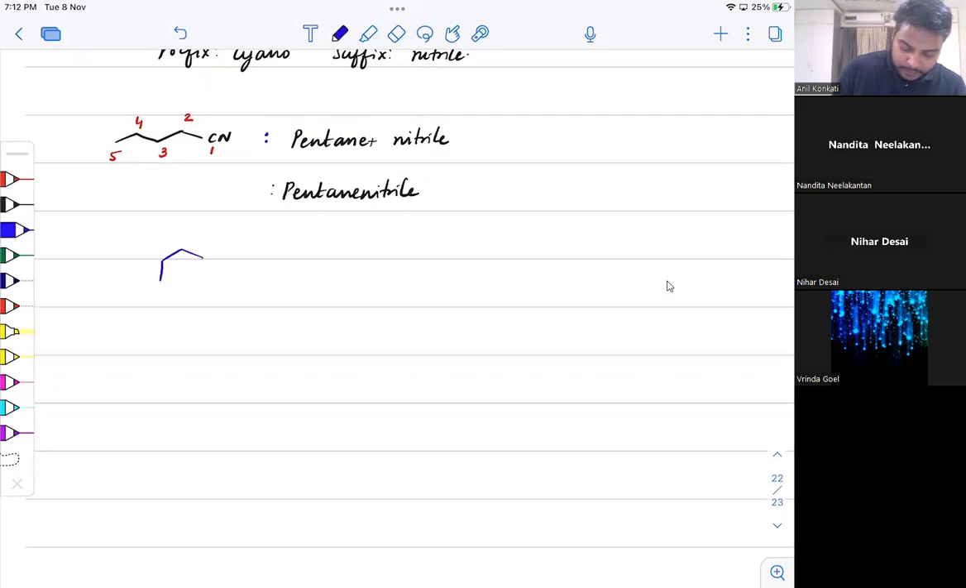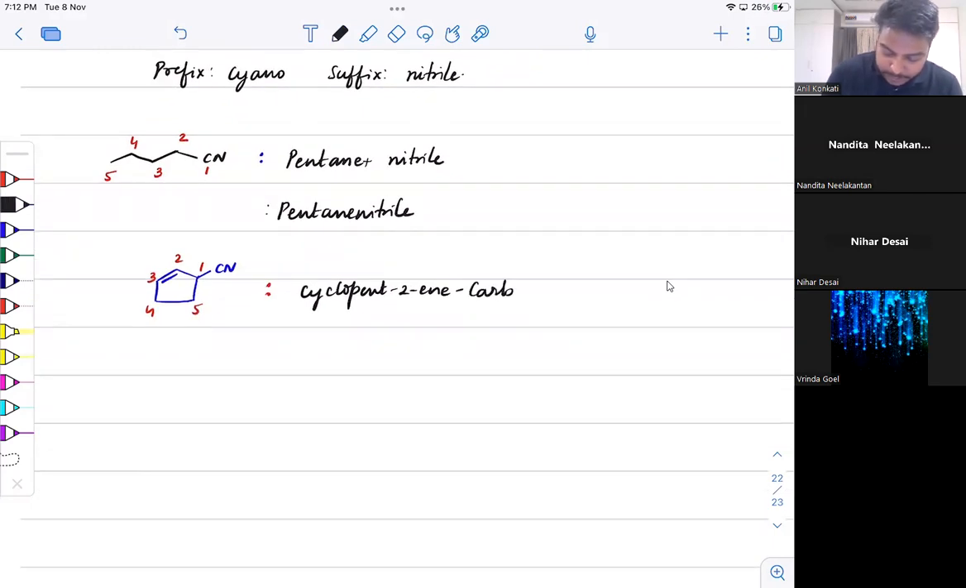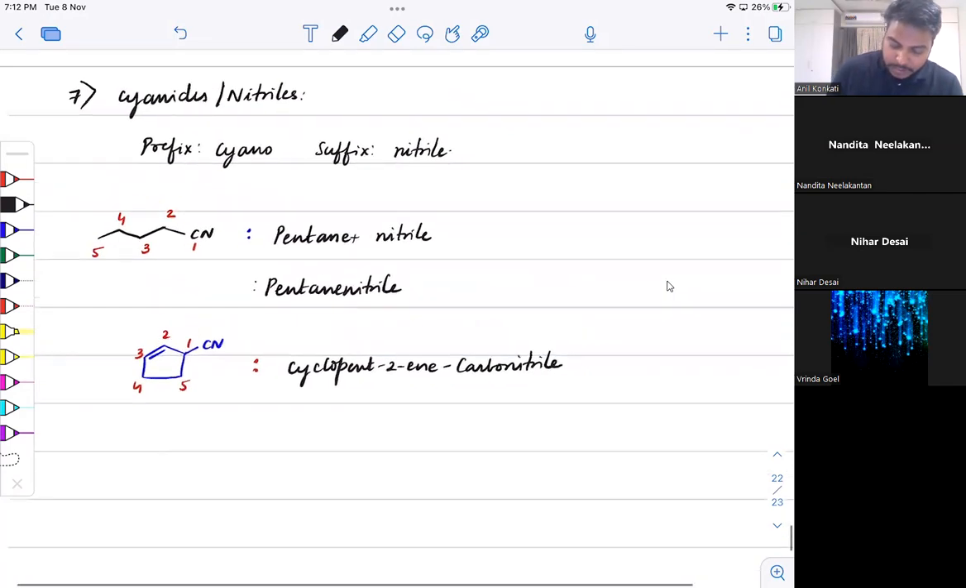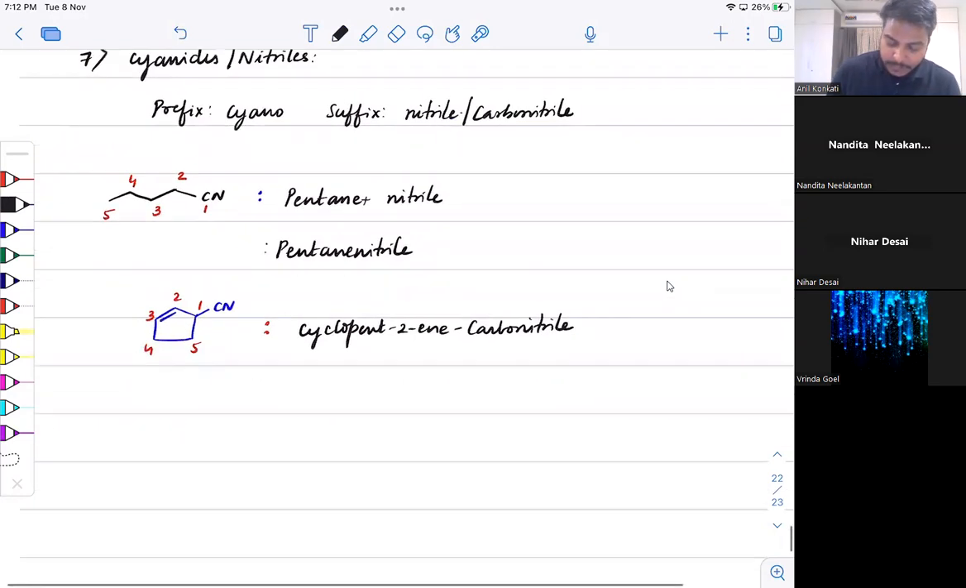Even if you have it in a cyclic form, let's say I have CN here and a double bond here. Numbering would start with cyanide here. But this carbon is not coming on the count of the root chain. In that case, this will be written as cyclopent-2-ene, complete ene, and then carbonitrile. So the suffix name will also be carbonitrile. Carbonitrile. Okay.